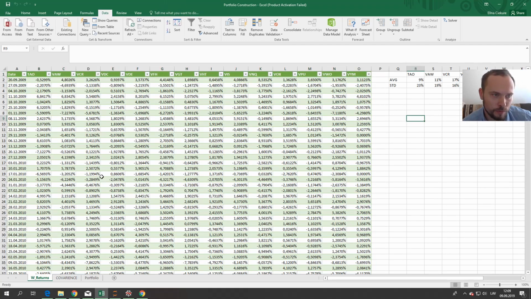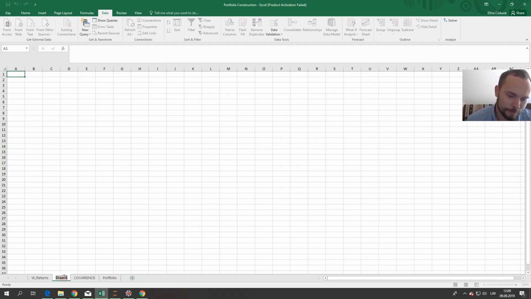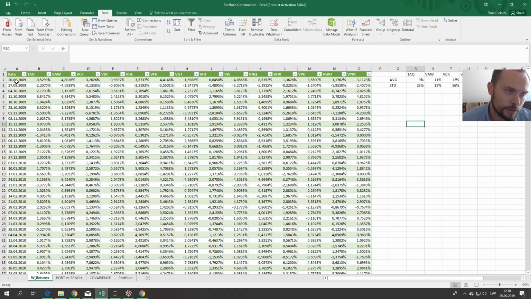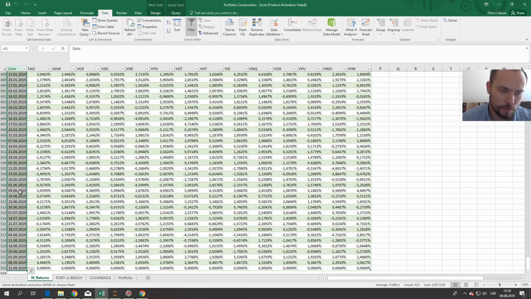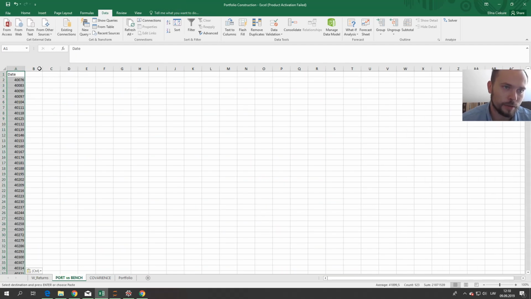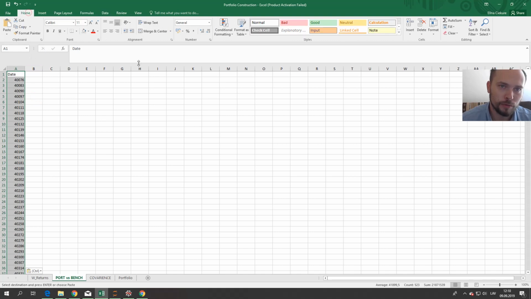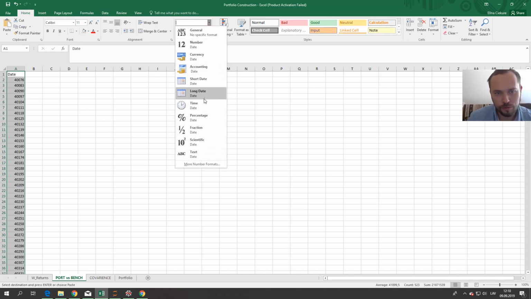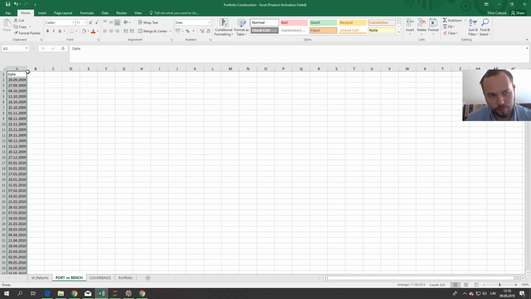draw them. I don't know, port versus bench. You can call it like that. And what we're going to do here is we will sort of build how it will look, like how it would look if historically we would do it.